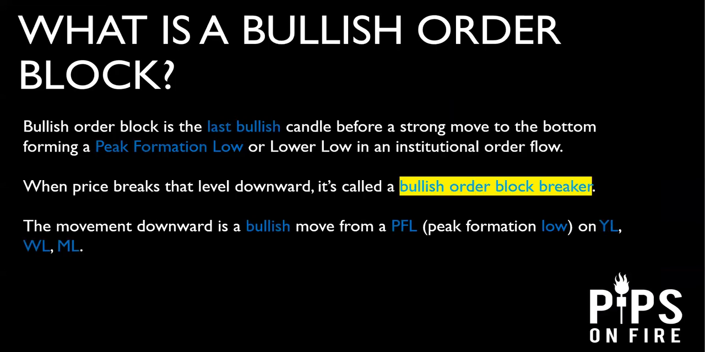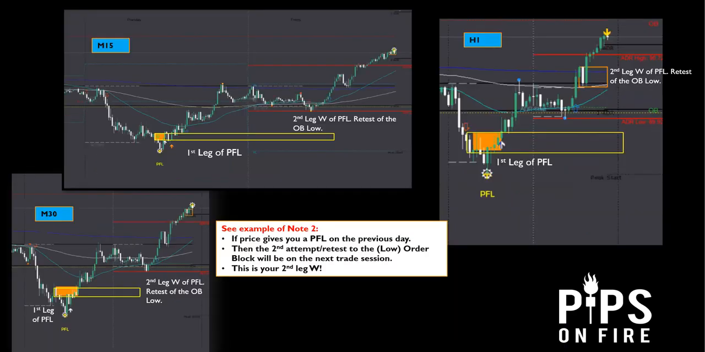So bullish order block is the same thing, but just in reverse. It's the last bearish candle before a strong move to the bottom, forming a peak formation low or lower low in an institutional order flow. So when price breaks that level, it's called a bullish order block breaker. Okay. And it's downward movement, and it's away from the peak formation low. We always talk about trade away from the peak, right? So this is it. I'm gonna skip that.